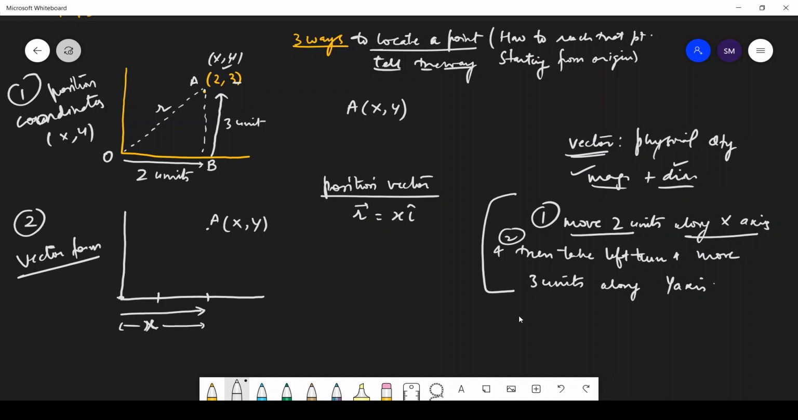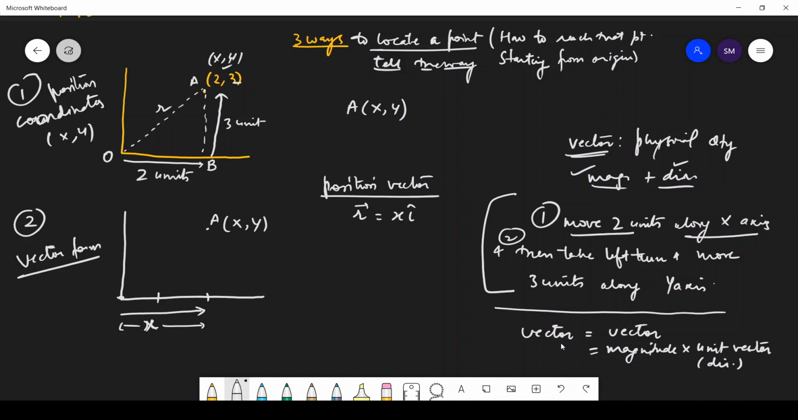So whenever we write a vector, how do we write a vector mathematically? So vector equals to vector, of course. So this is what you need to understand. Vector is equal to magnitude multiplied by its direction with the help of a unit vector. So this will tell you the direction. So magnitude multiplied by the unit vector pointing in that direction in which your vector is. So that is the way to write a vector.